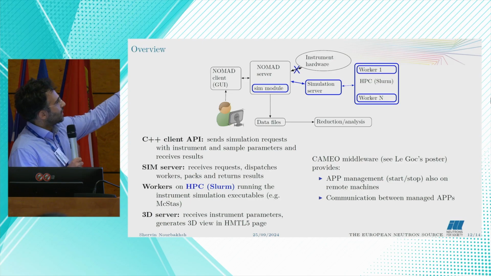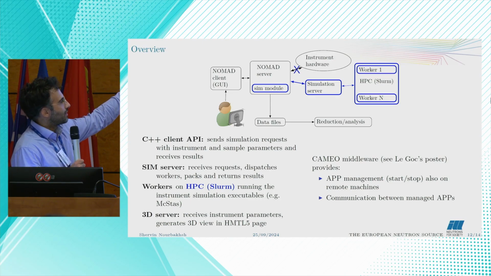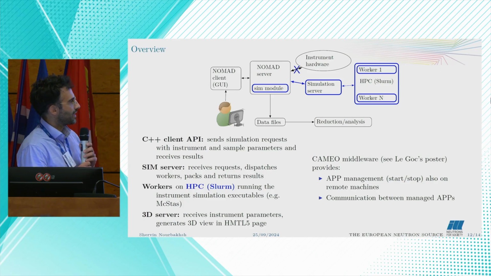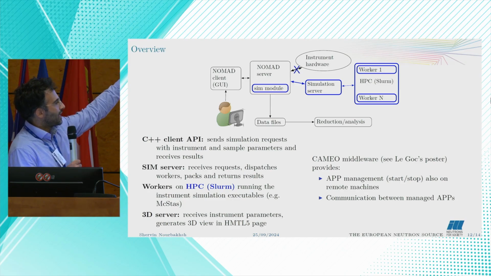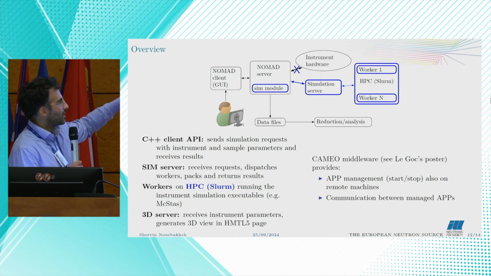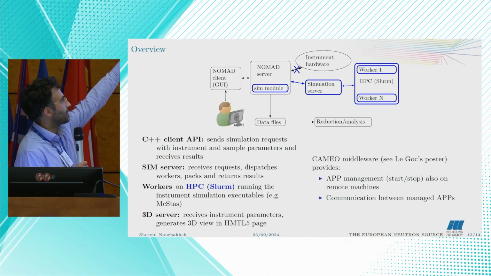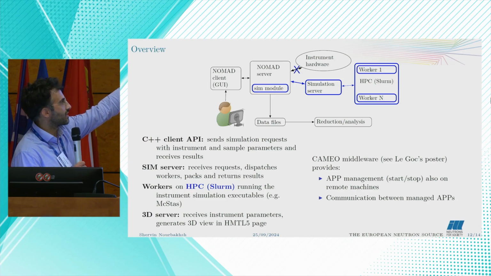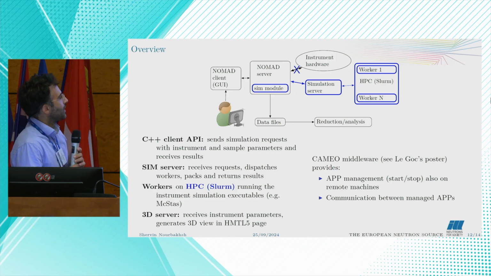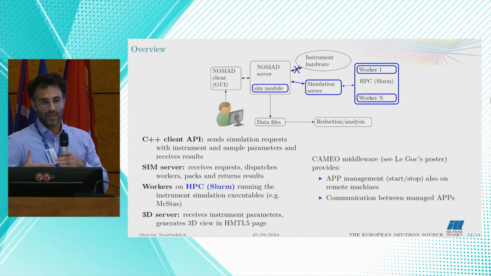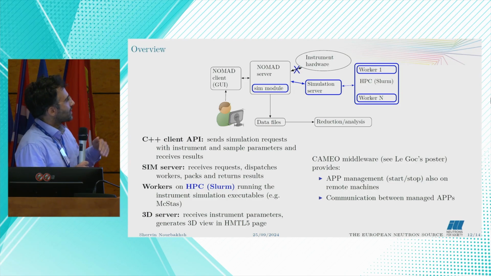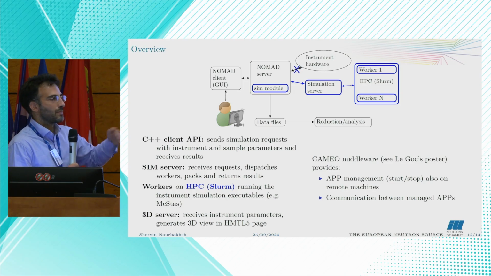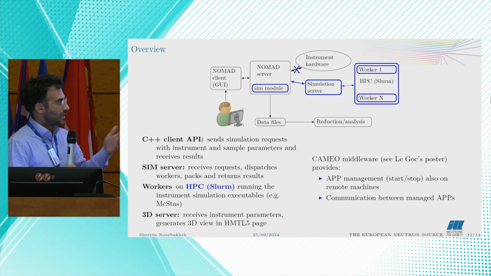This complex system is managed by the Cameo middleware, and there is a poster about it from Yannick Legoc that you can see upstairs. And Cameo is managing the different applications, starting and stopping them also on remote machines, and this is what happens. The Nomad server is one machine, the simulation server is somewhere else, and then there is the HPC. And the communications between these applications are managed by Cameo as well, with a high-level abstraction with the publisher, subscriber, requester, responder schemes.